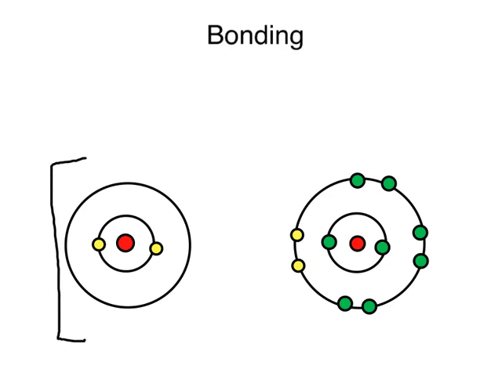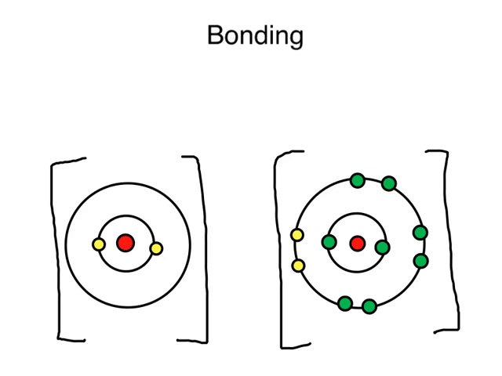So again we put them in the square brackets to show them, and this is going to be 2 plus, and this will be 2 minus. So this gives us again a formula of BeO.